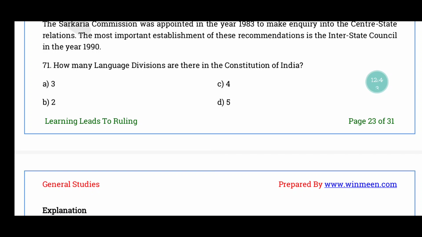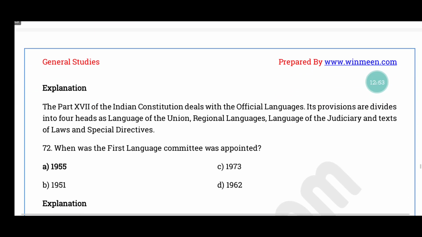Question number 71. How many language divisions are there in the Constitution of India? The correct answer is option C, 4. The Indian Constitution deals with the official language under the Part 16. Its provisions divide the languages of Indian Constitution under 4 heads, that is Union, regional language, language of the judiciary and text of law and special directives.